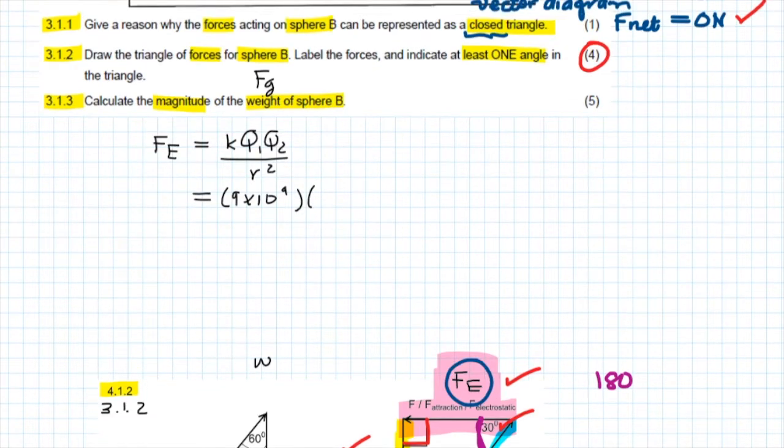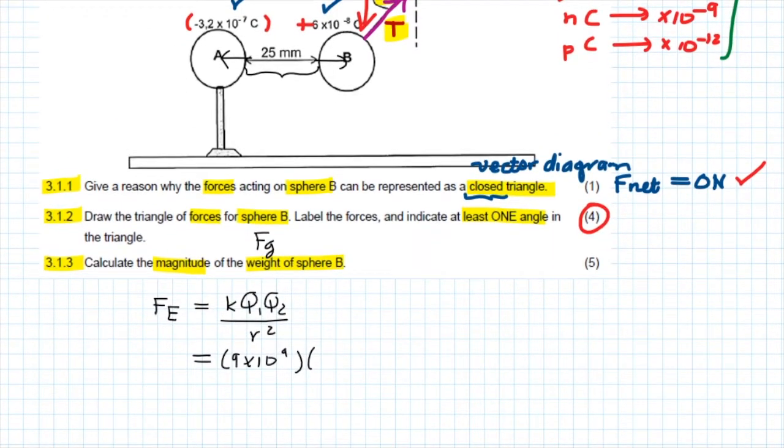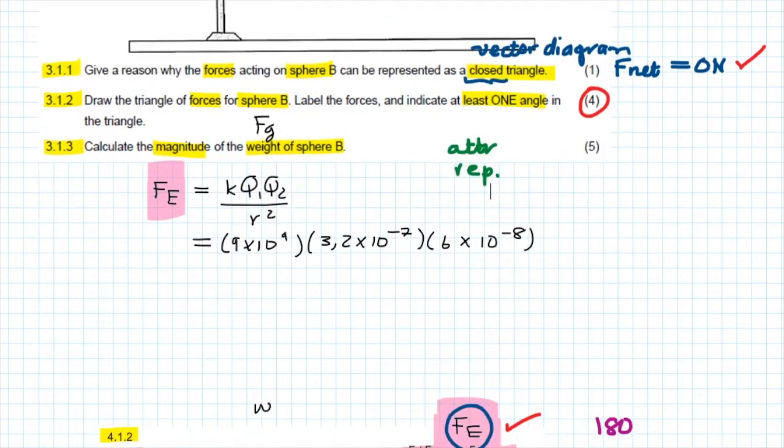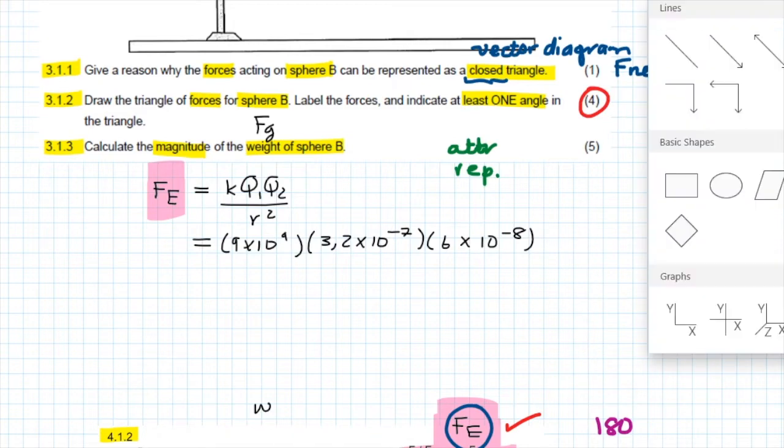So we substitute into the formula that value, 9 times 10 to the power of 9. The charges on sphere 1 and 2, we only substitute into the formula with their magnitudes. We do not, I repeat, we do not substitute in the negative values because this formula only gives you the magnitude of the electrostatic force. If you're interested in the direction of the electrostatic force, you ask yourself, do we have forces of attraction or do we have forces of repulsion? And based on that, you will determine the direction. But this formula does not give you the direction of the electrostatic force.